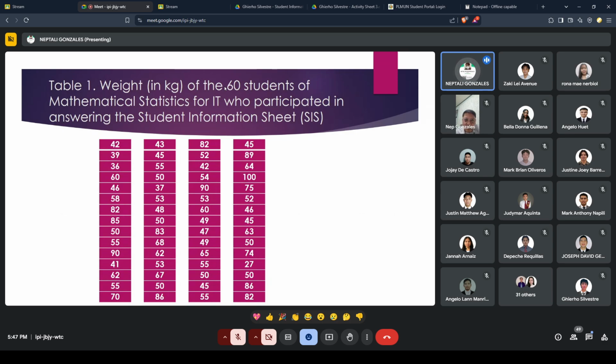As a sample, Table 1: weight in kilograms of the 60 students of mathematical statistics for IT who participated in answering the student information sheet, or the SI. Since your N is greater than or equal to 30, it is reflected that N is equal to 60, so it will fall under the grouped frequency distribution table.